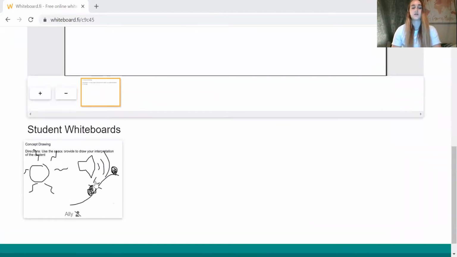And then down at the bottom is a space where you can look at all of the students' drawings. And here then you can use this to figure out, yes, this person truly does understand the idea of energy, or no, this person doesn't quite get the main idea of the lesson and may need another refresher.